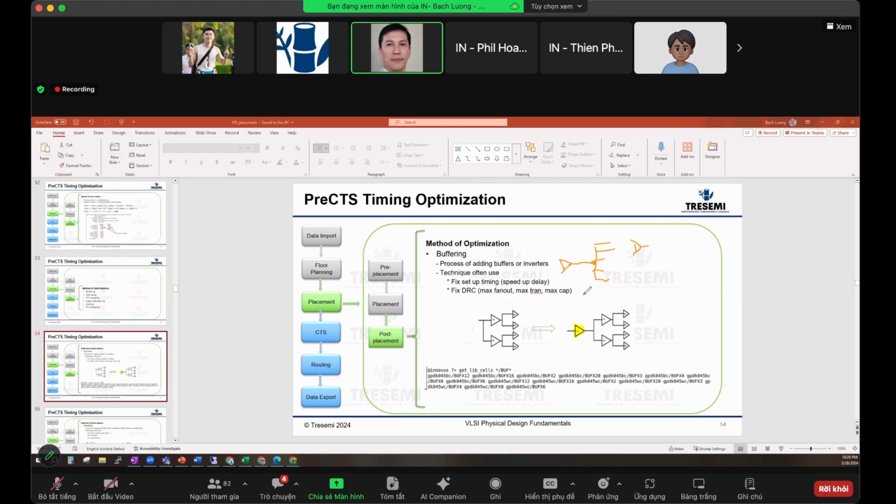In terms of the max cap, you have a driving cell this long, and the longer the wire, the more cap, so the cap increases. Let's say this cap here is 0.08, but your max cap limit is 0.05. Then you insert a buffer in the middle here. You break this cap in half, 0.04 each. Therefore, you meet the max cap. You basically break the wire in half and divide the cap between the two. That's how it's done.